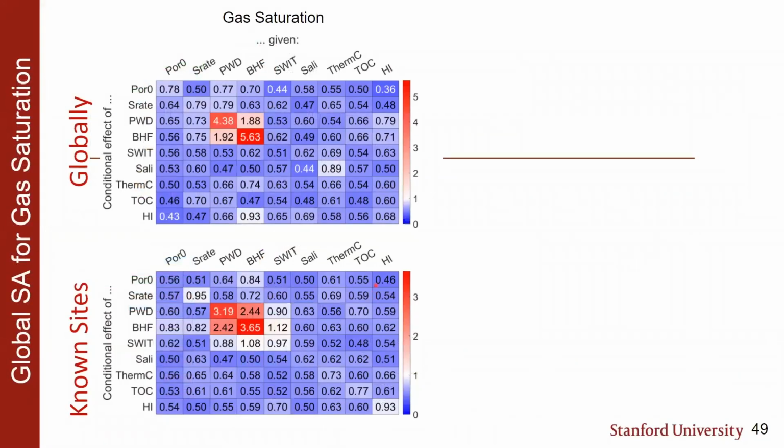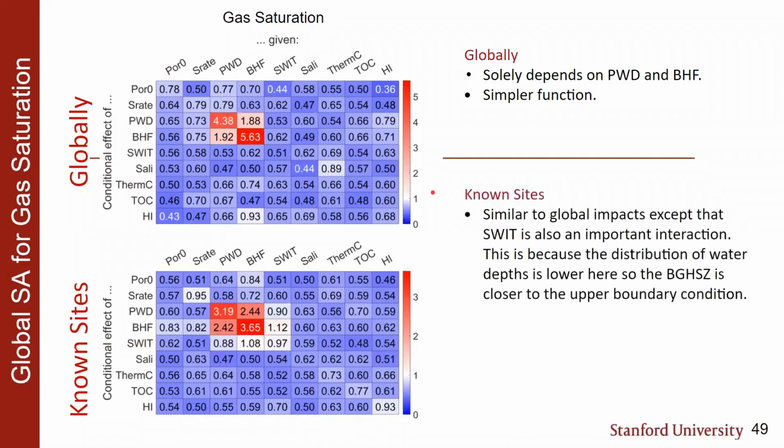Again, for gas saturations, here are the global sensitivity analysis results. Some quick observations include that globally, the output parameters solely depend on the inputs of water depth and basal heat flow. So overall, this means it's a much simpler function. For the known sites, they're similar to the global impacts, except that seafloor is also important. And I mentioned why before, and it's because it's closer to that upper boundary condition.